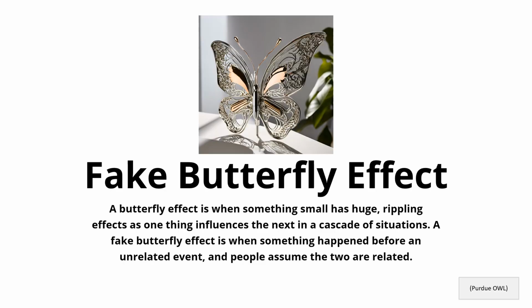I call this one the fake butterfly effect. A butterfly effect is when something small has huge rippling effects as one thing influences the next in a cascade of situations. So the saying goes that somewhere a butterfly flapped its wings, and on the other side of the world, the ripple effect is that there's a hurricane somewhere else. A fake butterfly effect is when something happened before an unrelated event and people assume that the two events are related.